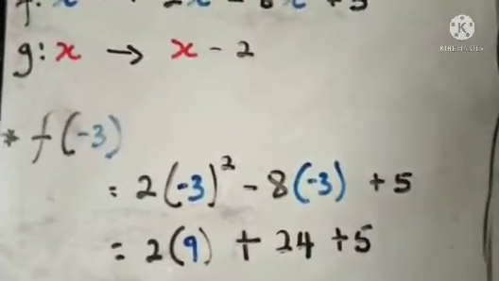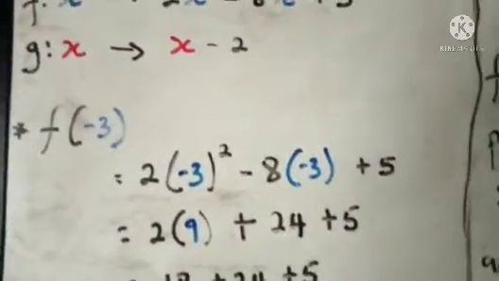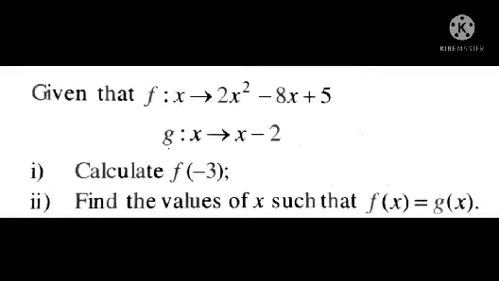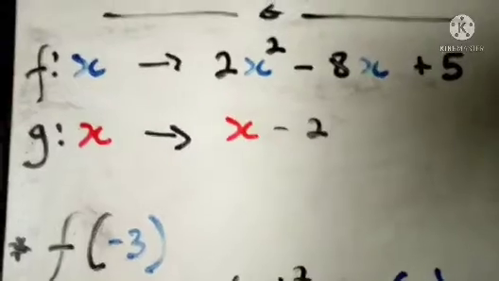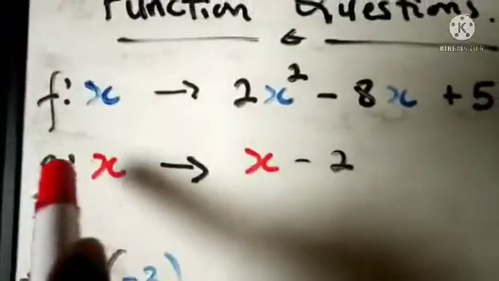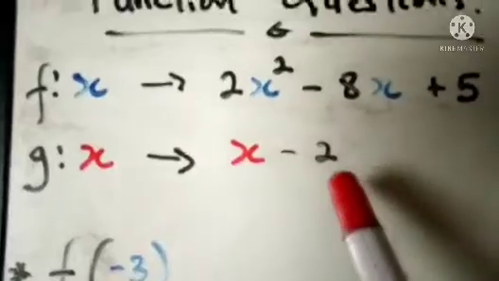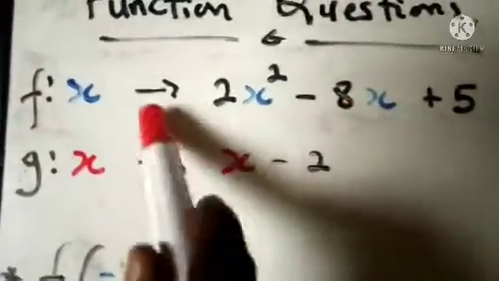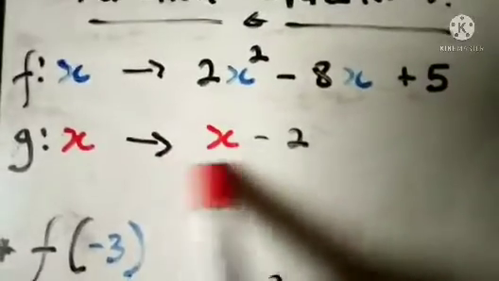Want to solve some of the exam questions on functions. So let's look at the question. In the question, we are given two different functions. What I call them is machines. So we are given two different machines. This is the first machine, and this is the second machine.